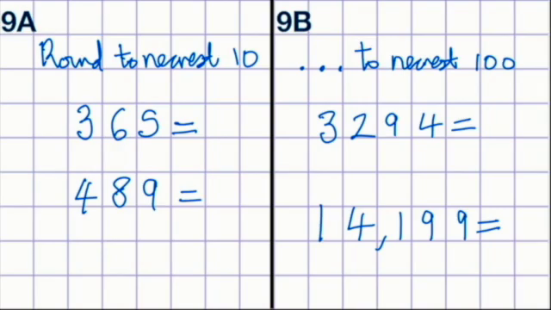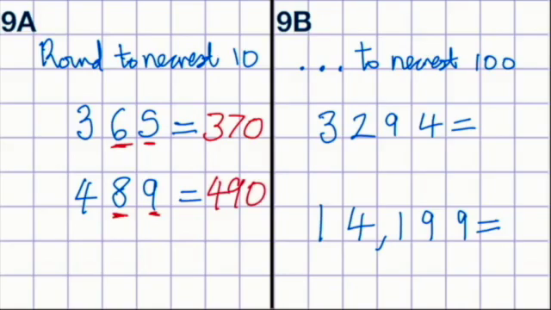I'd like you to round the numbers in 9A to the nearest 10 and the numbers in 9B to the nearest 100. Okay, so to the nearest 10, so 365. 6 is in the tens column, so it's either going to stay 6 or round up to 7, so 60 or 70. Now this is a 5. Now 5, 6, 7, 8, 9 we round up, so this is 370. And this number, we've got an 8 here, so we're either going to round down to 80 or round up to 90. We have a 9, so we round up, so it's 490 to the nearest 10.